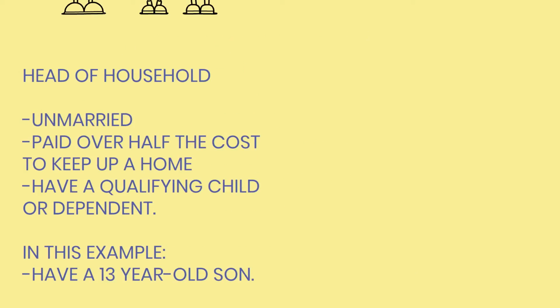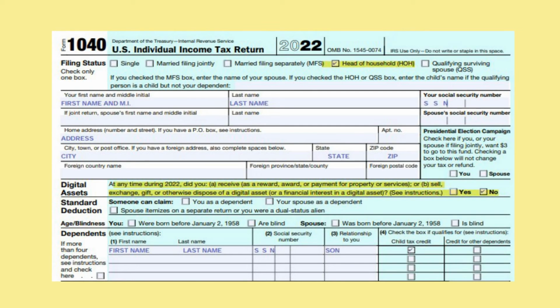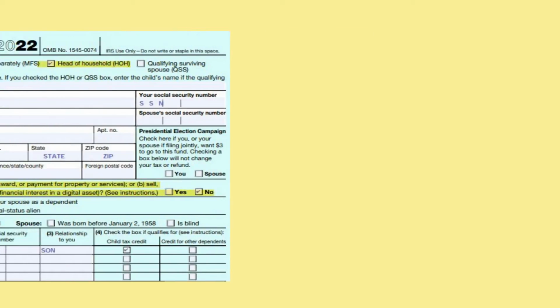At the top of the Form 1040, check the box that you are head of household under the filing status section. Put your name, address, and Social Security number at the top of the form. Under the digital assets section, check the box yes or no as it applies to you. And under the dependents section, enter your son's first and last name, his Social Security number, his relationship to you, and check the box that he qualifies for the child tax credit.